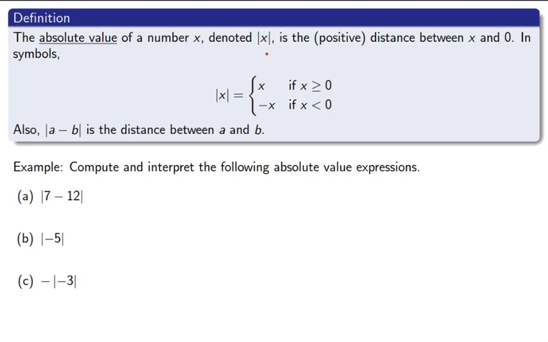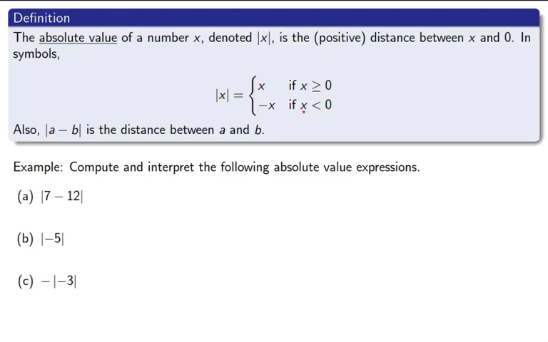And what this actually is, is a distance. It's the distance between x and 0. And as you know, distance is a positive quantity, hence why absolute value is always positive. So an official definition of absolute value of x is that if x is already greater than or equal to 0, then the absolute value of x is just x. It stays the same. It was already positive, so it doesn't change.